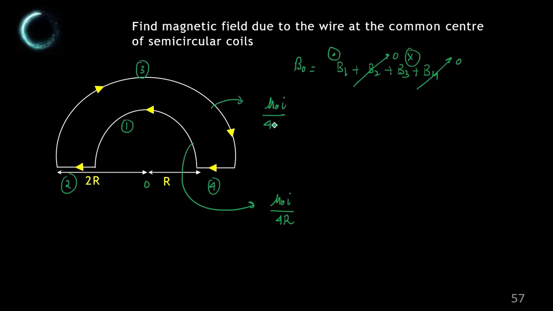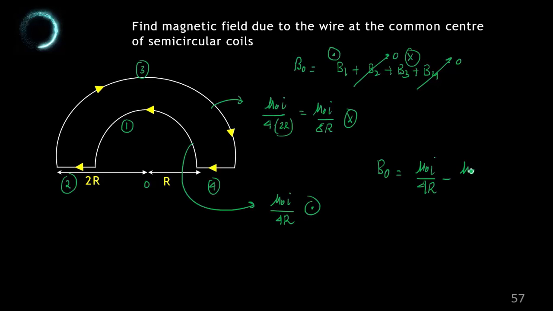The radius is 2r, so 4 times 2r means mu naught I by 8r. So this 8r term is in the cross direction and the 4r term is in the dot direction. So B at point O should be mu naught I by 4r minus mu naught I by 8r. Ultimately your answer will be mu naught I by 8r in the dot direction. You have to mention the direction also, because you are adding these vectorially.